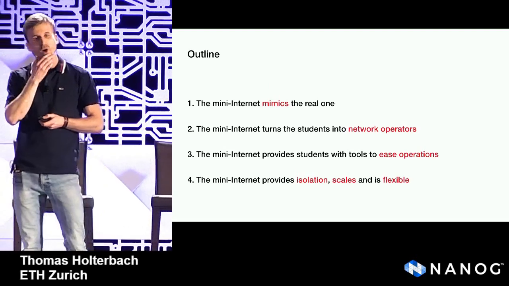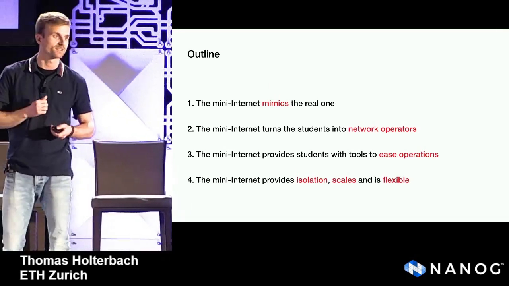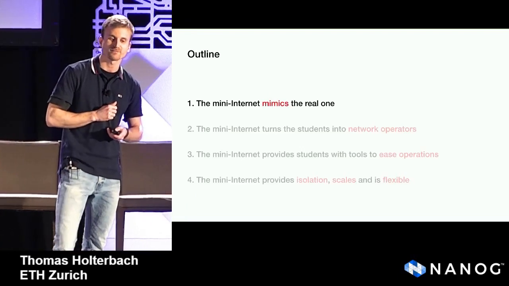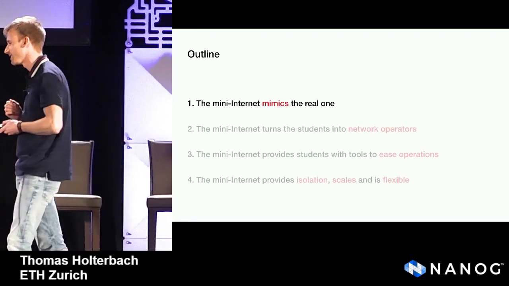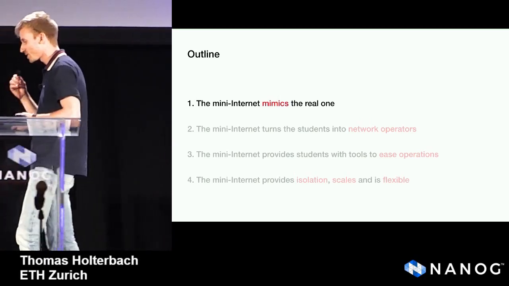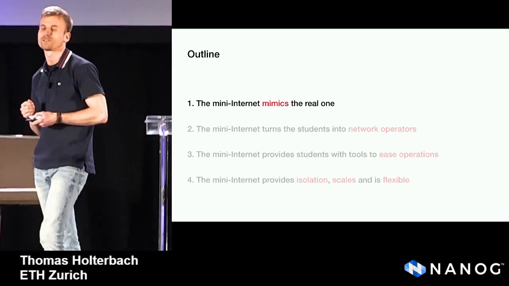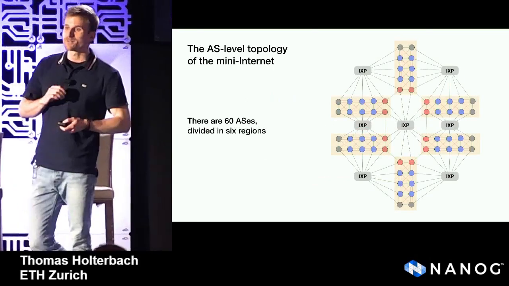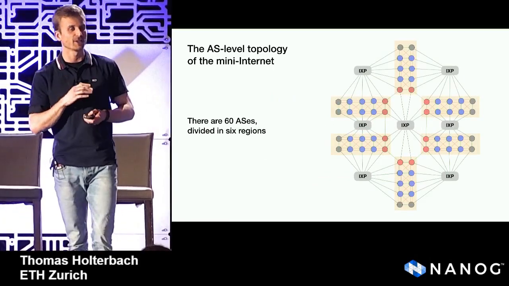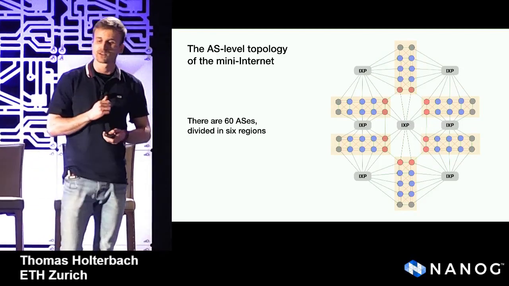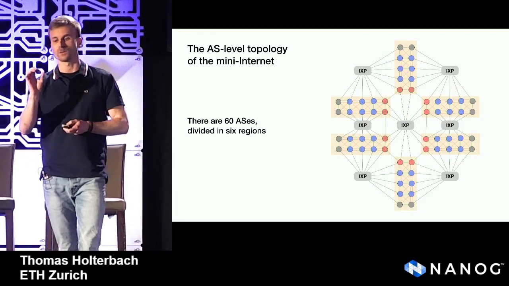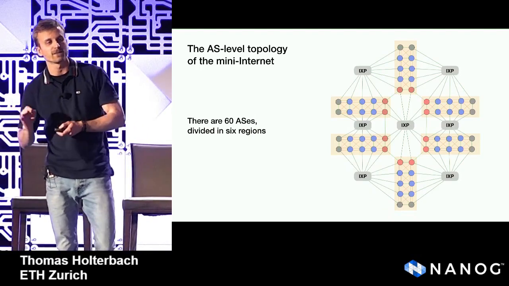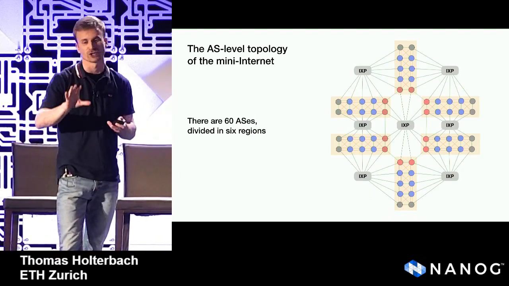And finally, I will explain how we implemented the platform such that it provides isolation, it scales, and is flexible. So let's start with the first section, which is about how the mini-internet mimics the real one. On the right here, you have the highest level topology that we used last year during our project. Each node here in the topology is an AS, and there are 60 ASes in total, divided in 6 regions here in orange.